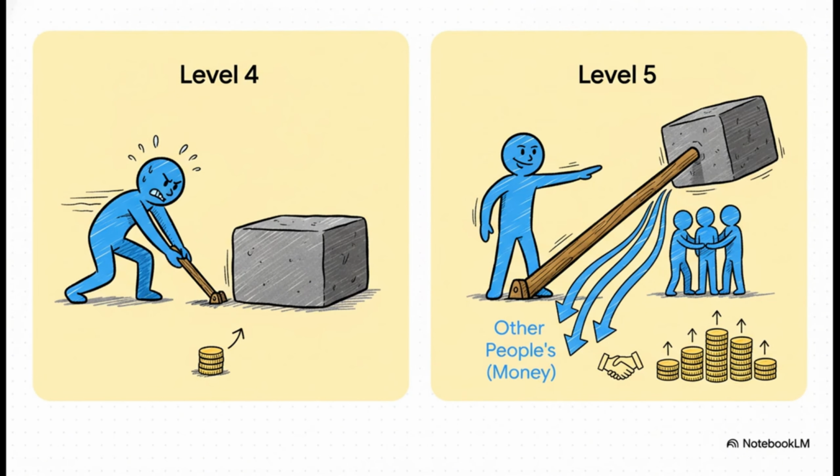So what's the real difference between these top two levels? It comes down to one word: leverage. This slide shows it perfectly. The level 4 professional is mostly using their own money. It's hard work. But the level 5 capitalist, they build a lever using what's called OPM, other people's money. They put together a brilliant team and they create systems so successful that capital just comes to them.